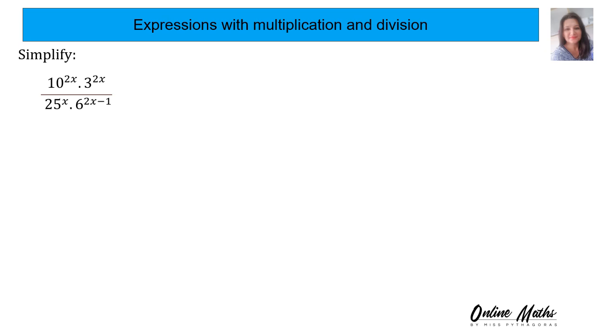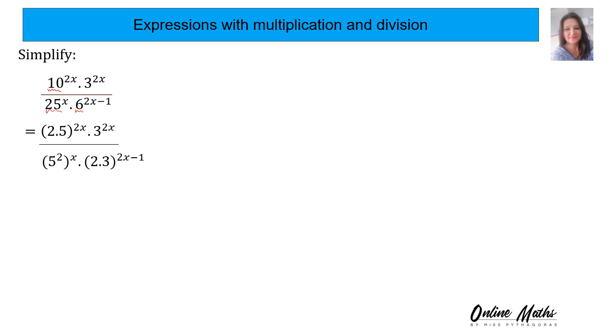So your first step will be, if you go to the numerator, you will write 10 as 2 times 5, raised to the power 2x, times 3 to the 2x, everything over, and then your 25, you will prime factorize and write it as 5 to the 2 raised to the power of x, and your 6 you will break up into its factors and write it as 2 times 3. So in fact, your first step is to prime factorize all bases.